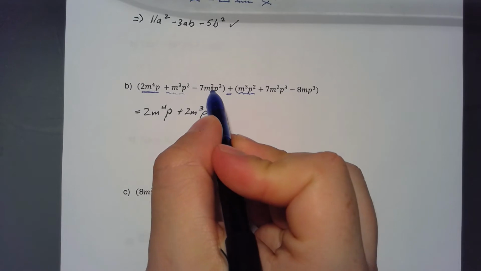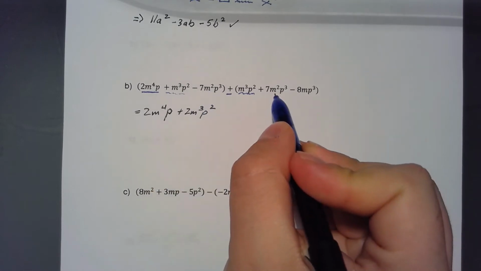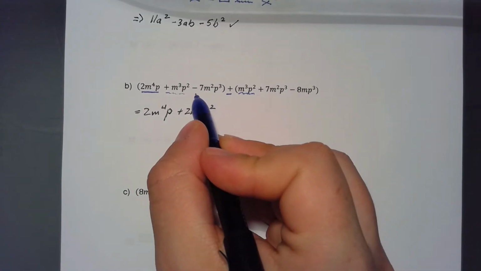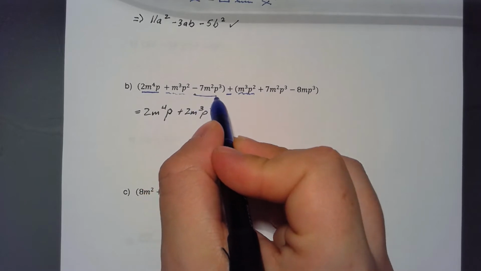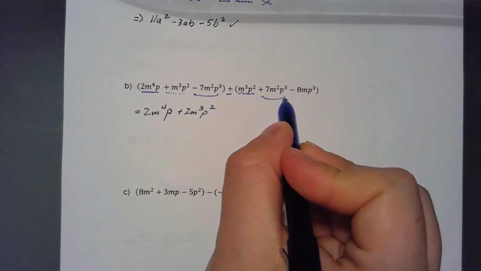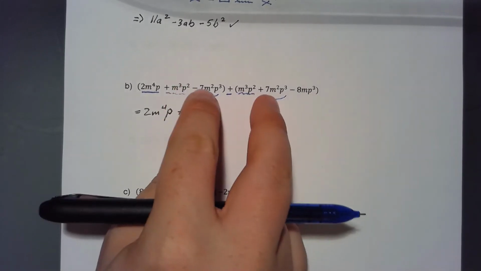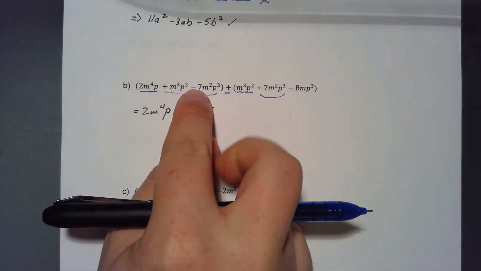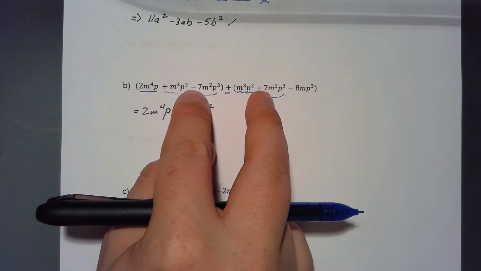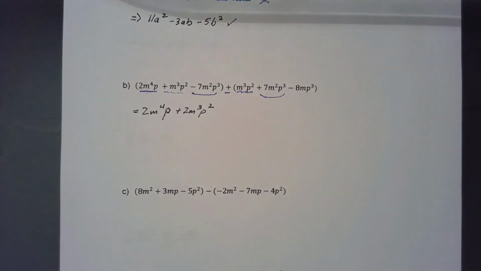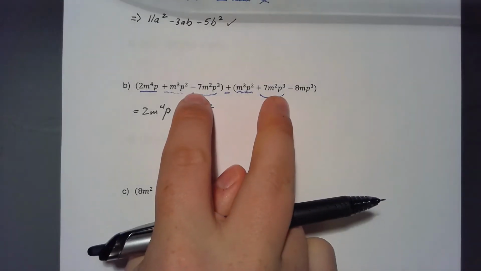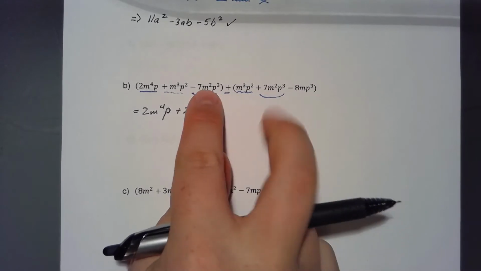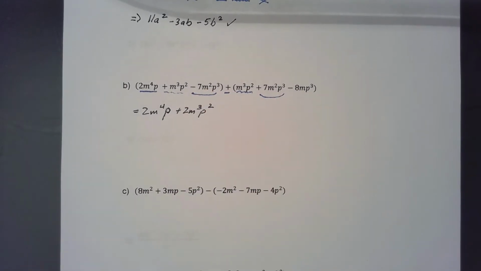This is an m squared p cubed. Here's another m squared p cubed. So this one and this one are like terms. Now if I look at their coefficients, this is negative 7 and positive 7, so that gives you 0. So technically, when you add these two together, they don't show up in the final result. They just don't show up. So I don't have to worry about writing anything for that one.